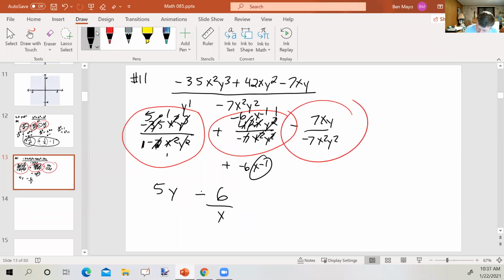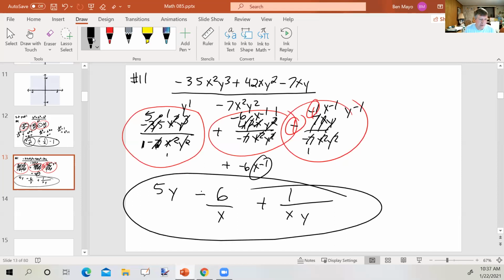Third term, 7 over -7 reduces to -1/1. X over x squared becomes x to the -1 on top. Y over y squared becomes y to the -1 on top. I've got subtracting a negative, so that's going to be like adding a positive, so plus 1. But then I've got x to the -1, move downstairs, is x to the +1. Y to the -1 upstairs, move downstairs, is y to the +1. So there's your answer.